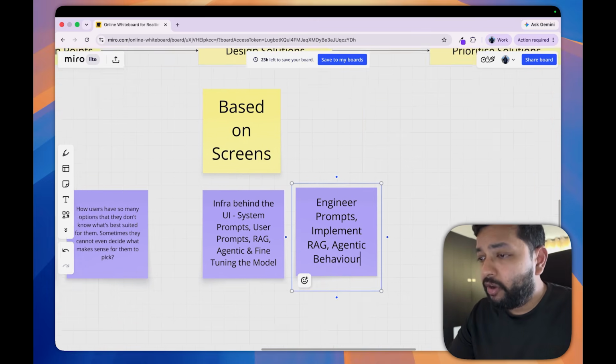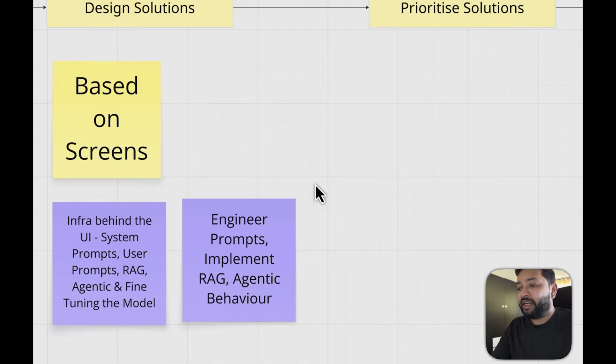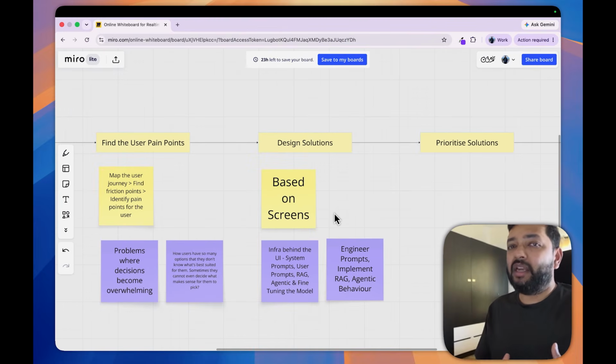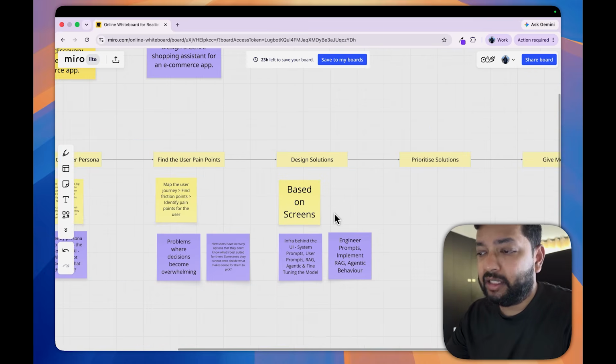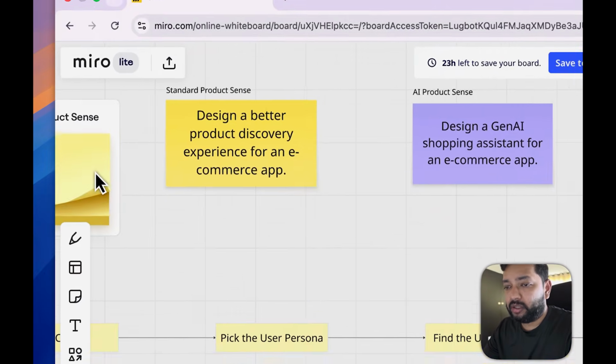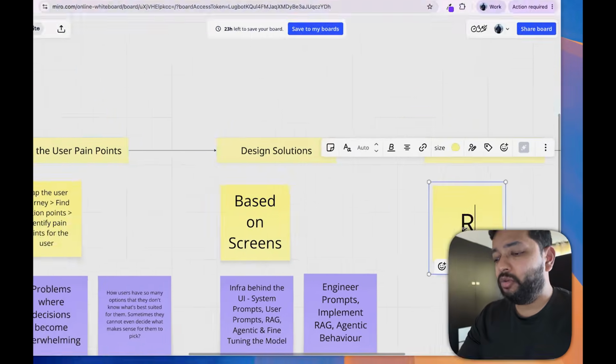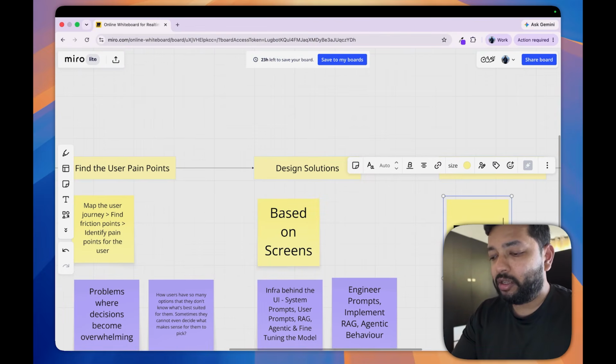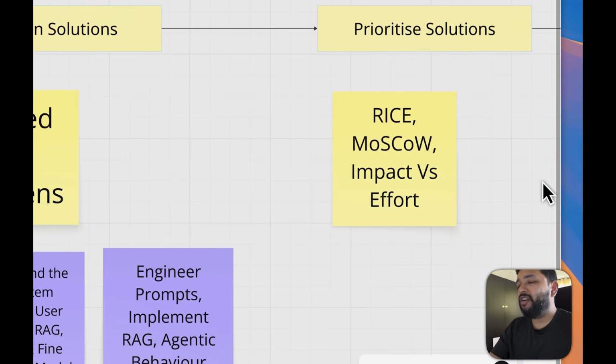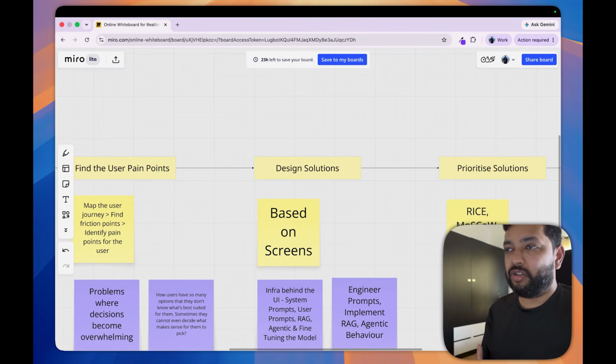Now, moving on. We're going to move on to the next piece, which is prioritizing solutions. This is a piece where things are more of the same. There is not much change in prioritizing this, but I'm still going to put a note here where you use frameworks like RICE, you could use frameworks like MoSCoW, you could use frameworks like impact versus effort, standard frameworks that you could figure out to prioritize your solution. This fundamental remains the same in AI product sense as well.